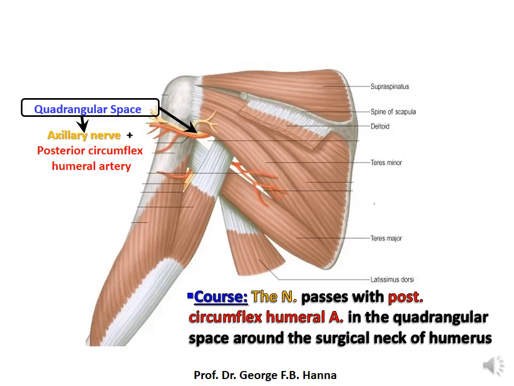Then let us read down below the course of axillary nerve. The nerve with the posterior circumflex humeral artery, both pass in the quadrangular space around the surgical neck of the humerus. So it is liable to be injured by fracture of this part of the humerus, surgical neck, or by dislocation of the shoulder joint.